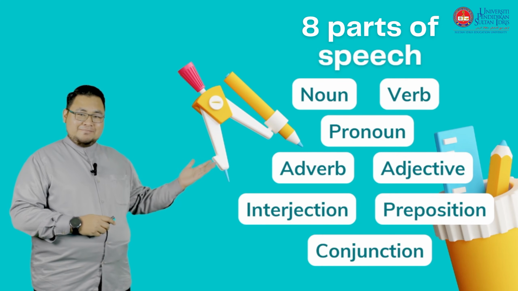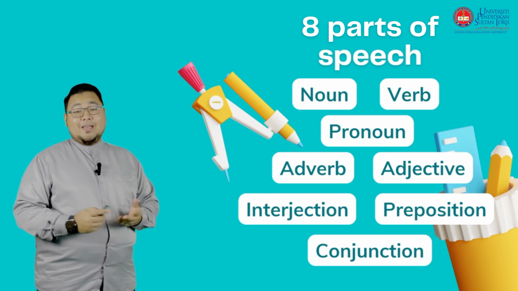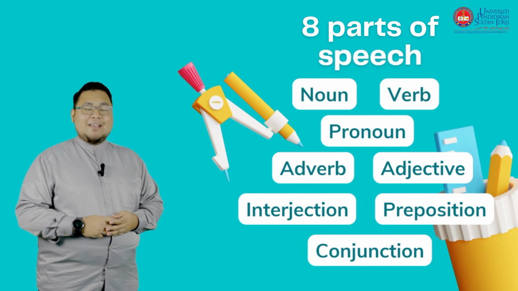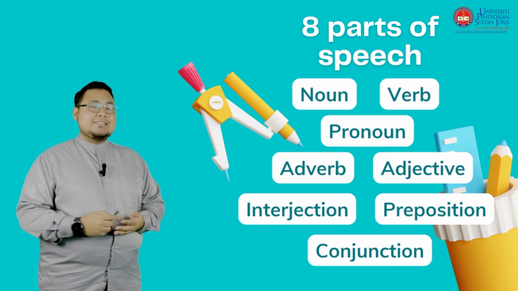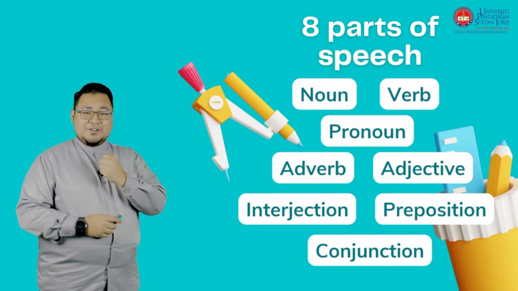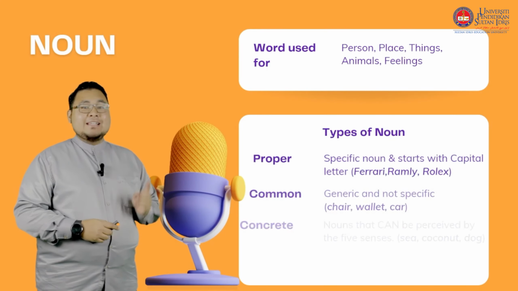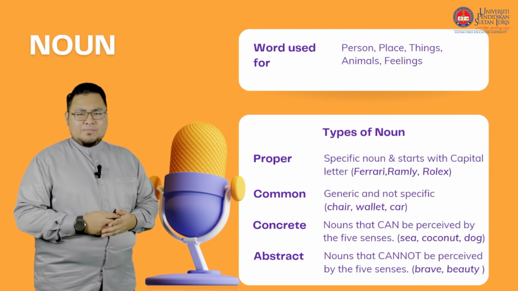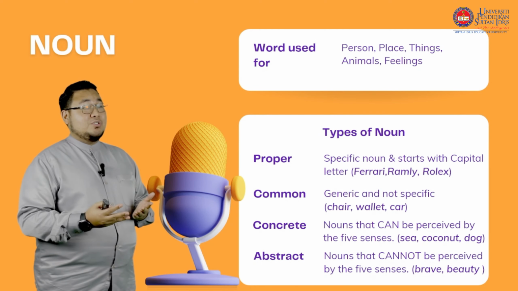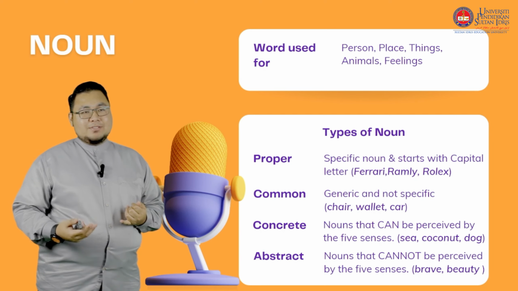Can you name them? Good. We have noun, verb, pronoun, adverb, adjective, interjection, preposition, and conjunction. Now, let's move on. Let's see what is the first one. When we talk about noun, what is it actually? So, noun is a word used to describe a place, a person, things, animals, or feelings.